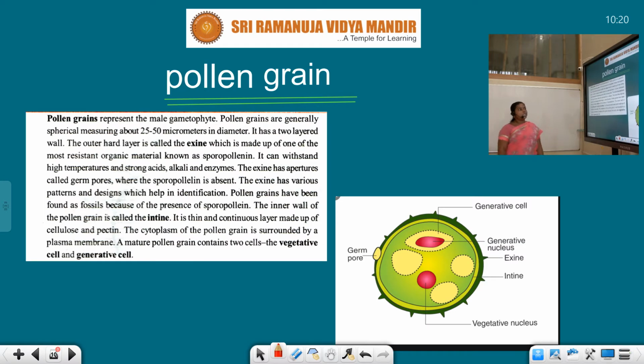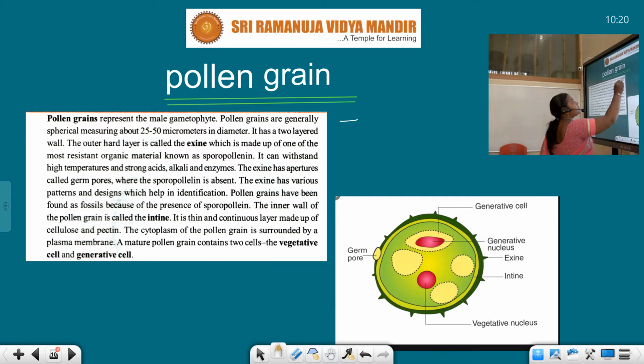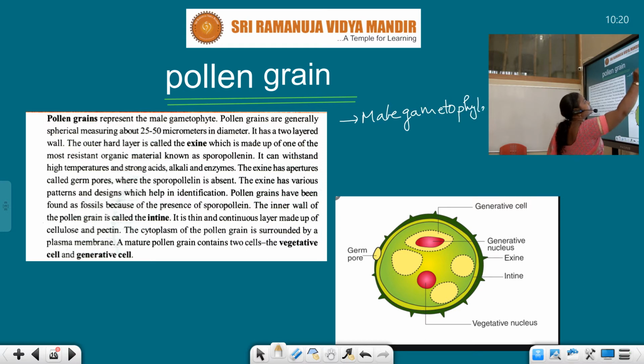Now let us see the structure of the pollen grain. Pollen grain is nothing but the male gamete, the microspore. So pollen grains represent the male gametophyte. Next, pollen grains are generally spherical, measuring about 25 to 50 micrometers in diameter. That is the size, students: between 25 to 50 micrometers in diameter.